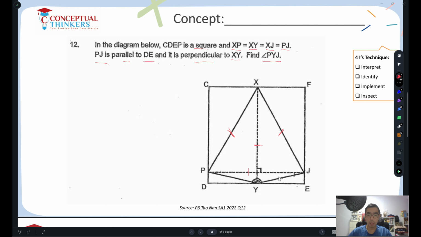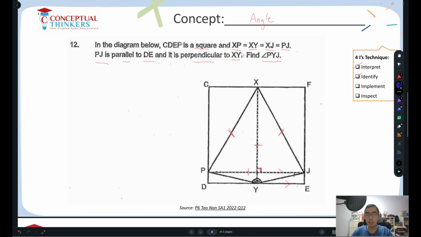So PJ will be parallel to DE. So this is parallel to DE. And it is also perpendicular, which means that it will be a right angle. So our job is to find angle PYJ. We already interpreted the question and it's very easy. This is actually an angle question. So this is how we identify the concept. Now let's start to implement the steps.